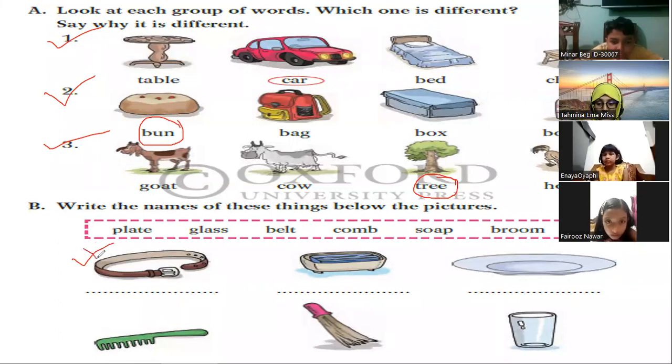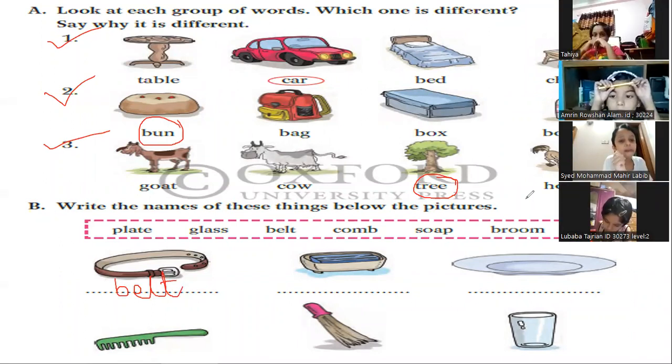This one, what is the first picture? Ei chobita kisher? It's belt. Spell koro. B-E-L-T. Thank you.